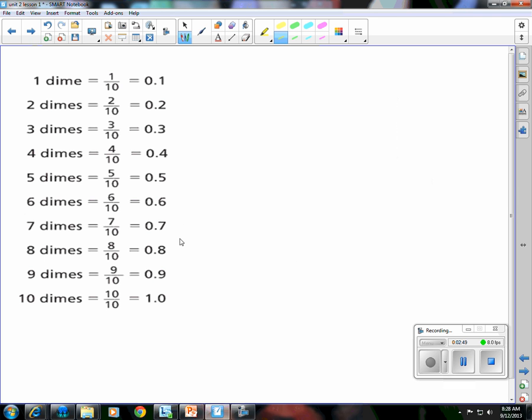Okay, so 1 dime equals 1/10. 2 dimes, 2/10. 3 dimes, 3/10. 4 dimes, 4/10. You see, if I say the fraction or if I'm saying the decimal, I'm saying the exact same number regardless of which one I'm visualizing when I say it. Okay, 10/10 is 1 whole. So this is the only one that changes, right? This very last one, 10/10 actually is 1 whole. And that's just understanding that.